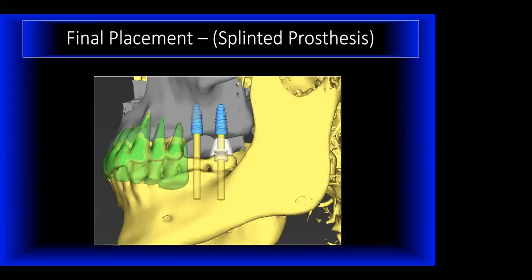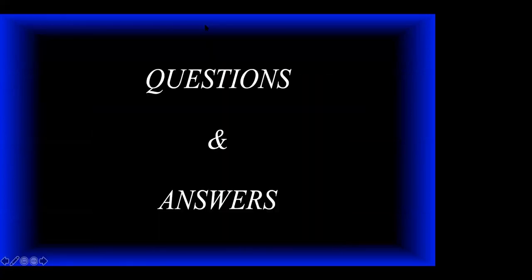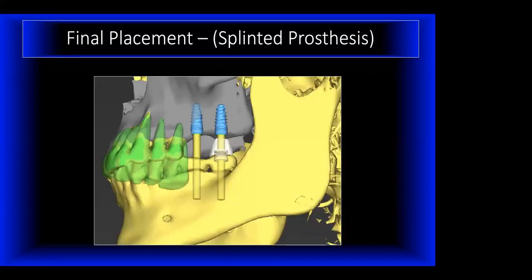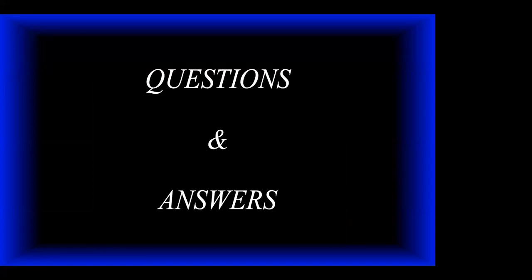What I would recommend, because it is softer bone, is you splint these 2 together. You narrow the occlusal table, minimal cusp height, and you concentrate the forces over the long axis of those implants. So that concludes our second case.